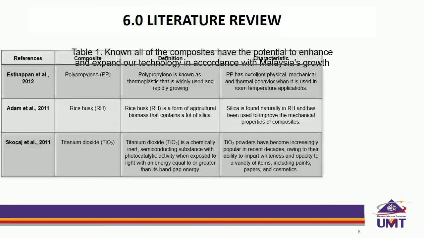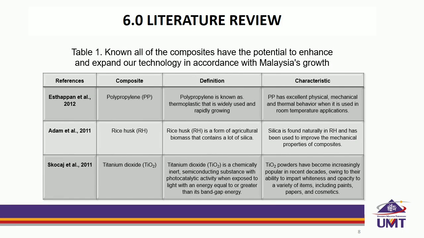All the composites that will be used in this study are: first, polypropylene, known as a thermoplastic that is widely used. Second, rice husk, a form of agricultural biomass that contains a lot of silica. Third, titanium dioxide, a chemically inert semiconducting substance with photocatalytic activity when exposed to light.